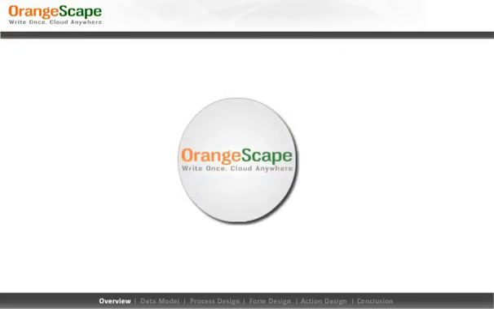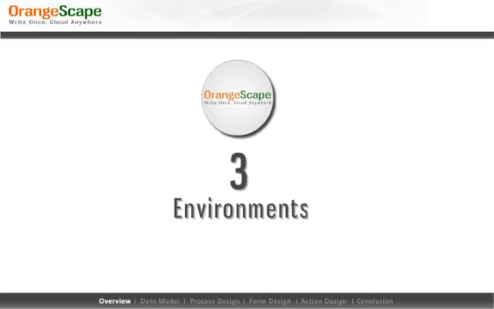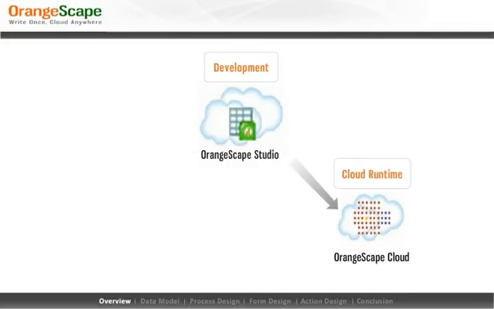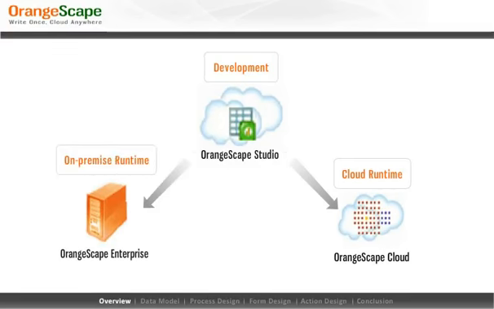The OrangeScape platform provides three different environments. The OrangeScape Studio, which is a development environment. The OrangeScape Cloud, which is a cloud runtime environment, and the OrangeScape Enterprise, which is an on-premise runtime environment. Let's now look at the features of the OrangeScape platform.